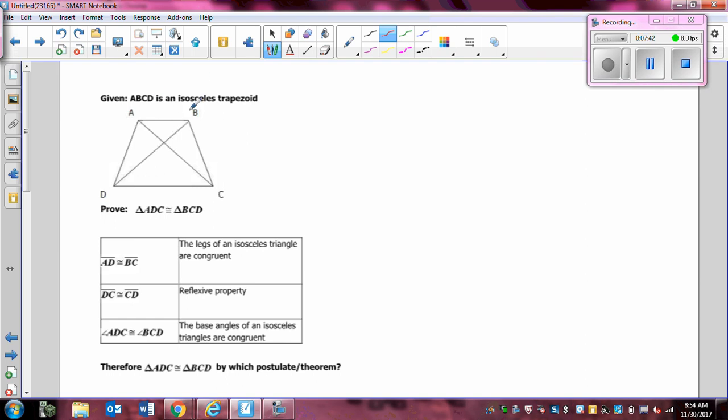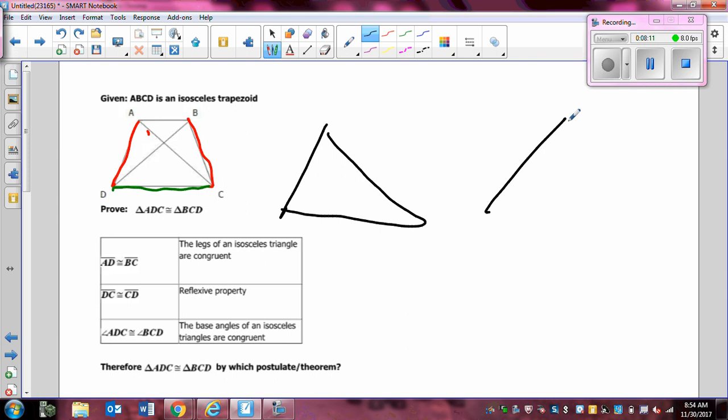Given ABCD is an isosceles trapezoid, the legs of an isosceles trapezoid are congruent, so AD is congruent to BC. Plug in your information. DC is congruent to CD. DC and CD, they have that in common. And angle ADC is congruent to angle BCD. So these are the triangles they're talking about, this one maybe, and this one. Separate them. This is A, D, and C, and this is D, B, and C.